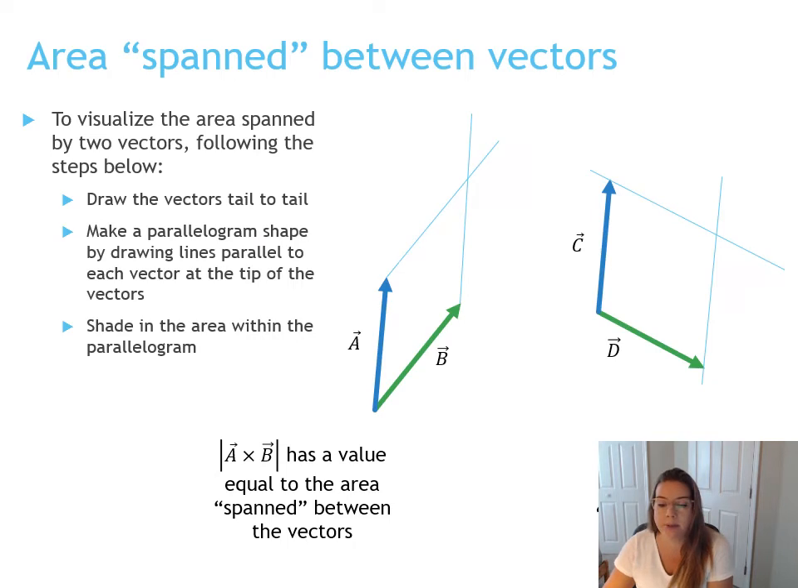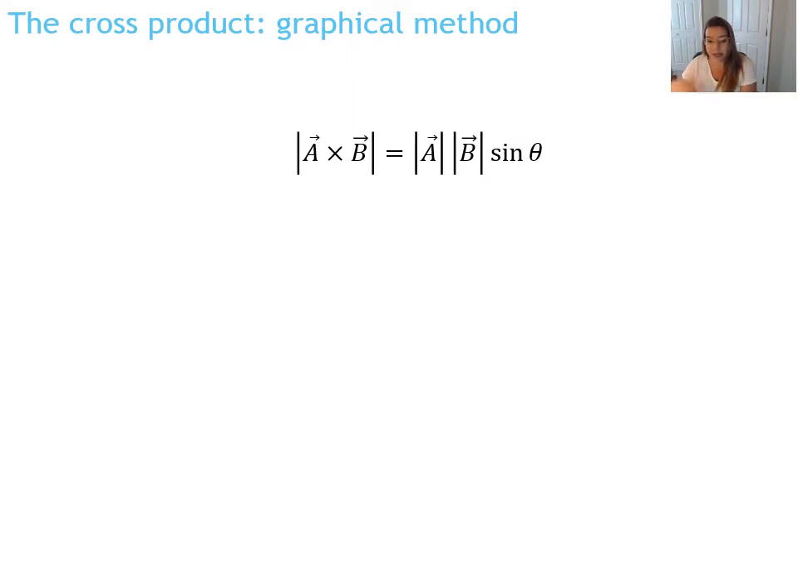Here's another example. Let's say we have vectors C and D. Again, I draw these parallel lines. I create this parallelogram shape. The area between them is that shape that you can shade in there if you needed to. That's the area spanned between two vectors. And so if you're crossing vectors A and B, the magnitude of that cross product is exactly equal to the area spanned by those two vectors.